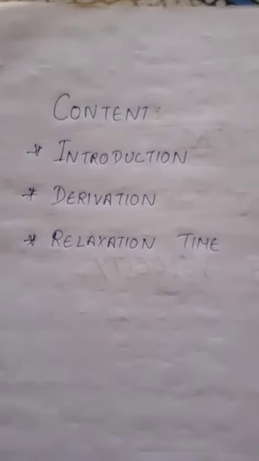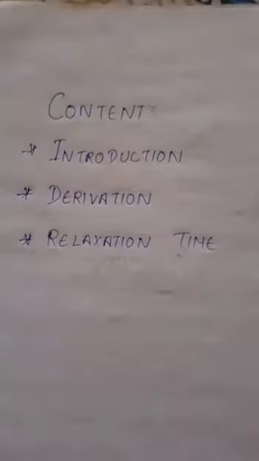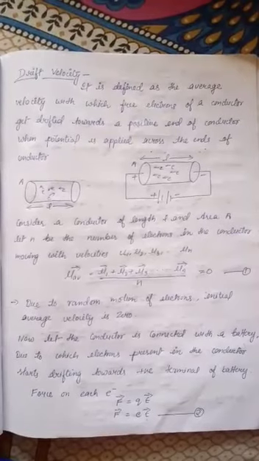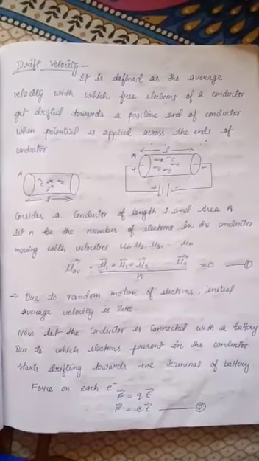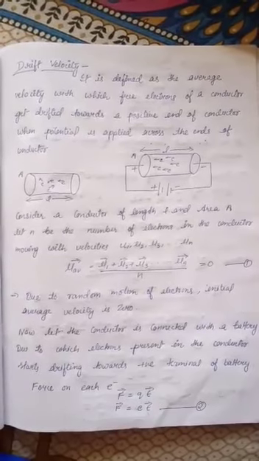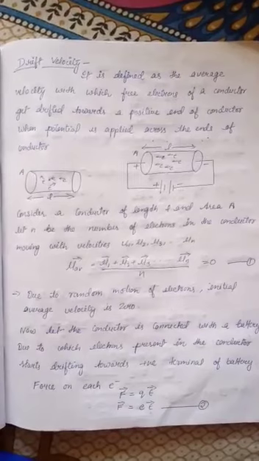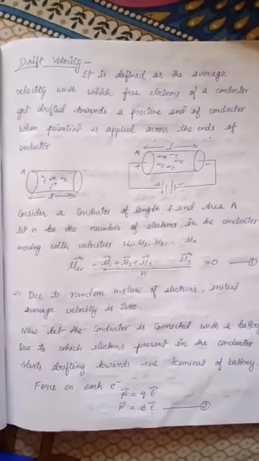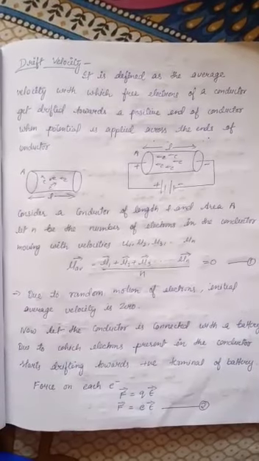This is the content: introduction, derivation and relaxation time. Now coming to the definition of drift velocity. It is defined as the average velocity with which free electrons of a conductor get drifted towards the positive end of the conductor when potential is applied across the ends of the conductor.